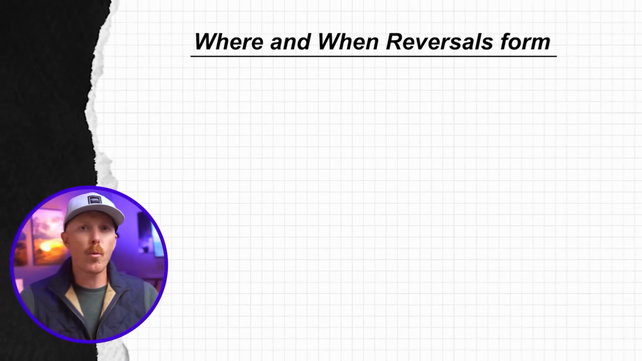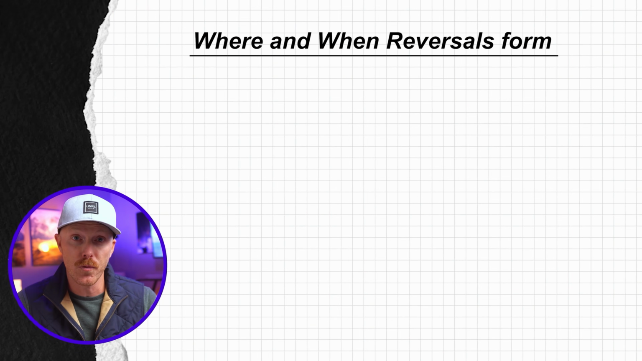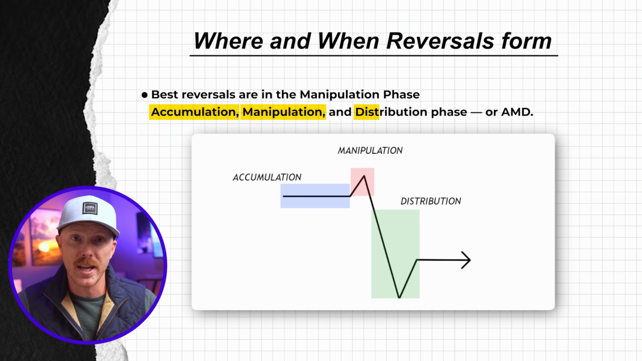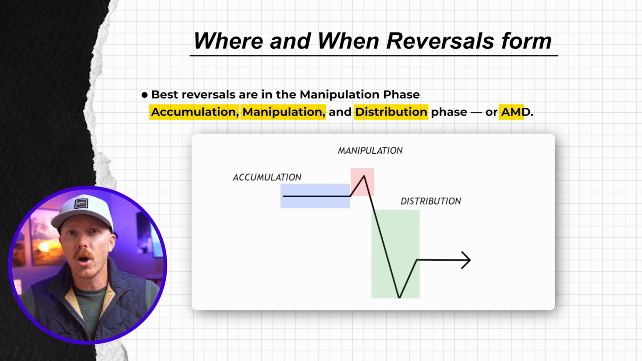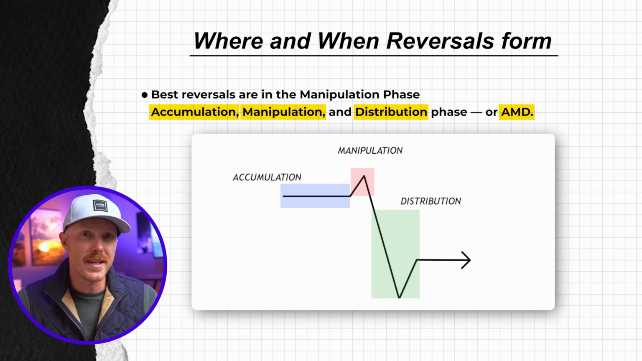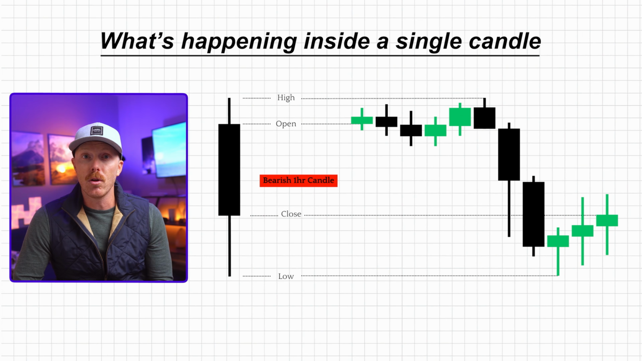Let's begin. Before we jump into the charts, let's take a look at where the most probable reversals form. Every big move we're interested in has 3 phases: accumulation, manipulation, and distribution, or what we call AMD, or the power of 3. Price moves through these stages on every time frame. Here's a 1-hour candle on the left and 12 5-minute candles on the right. Both show the same hour.